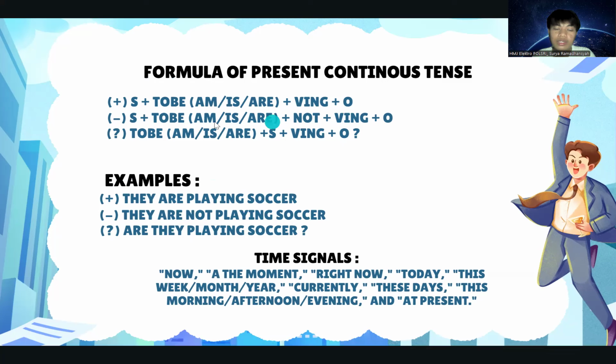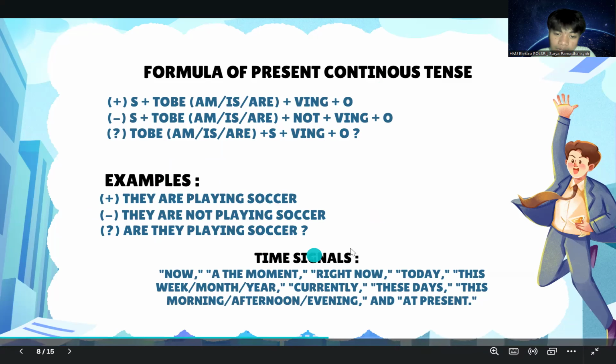So when will we use the am, is, are as the to be in the sentence of present continuous tense? Just like I said before, we use am when the subject is I. We use is when the subject is she, he, it, and we use are as the to be when the subject is we or they. Examples, they are playing soccer, they are not playing soccer, and then are they playing soccer?